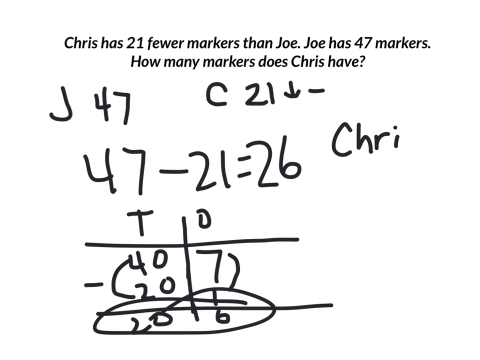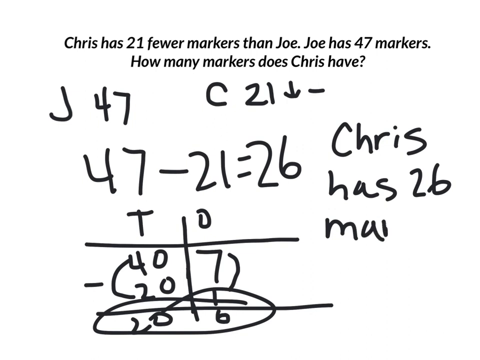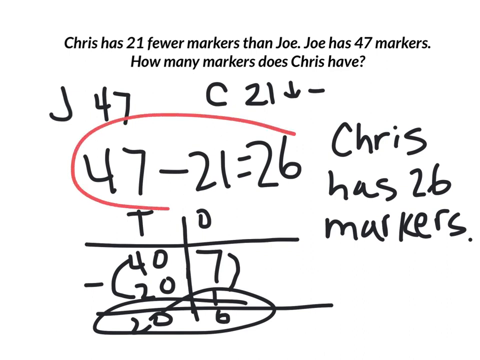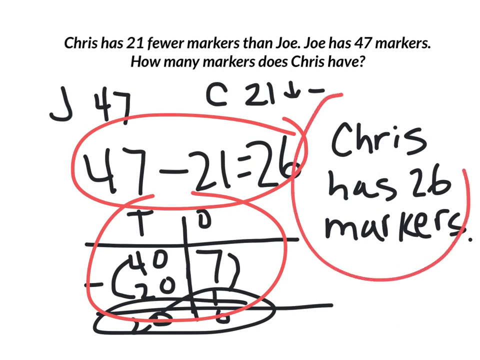Chris has 26 markers. That's the final answer. So I have a number sentence, a strategy, and an answer with the unit. That one's a little bit tricky, but that's okay. So those are the 3 problems you're working on today. Just remember the 3-point system, okay?